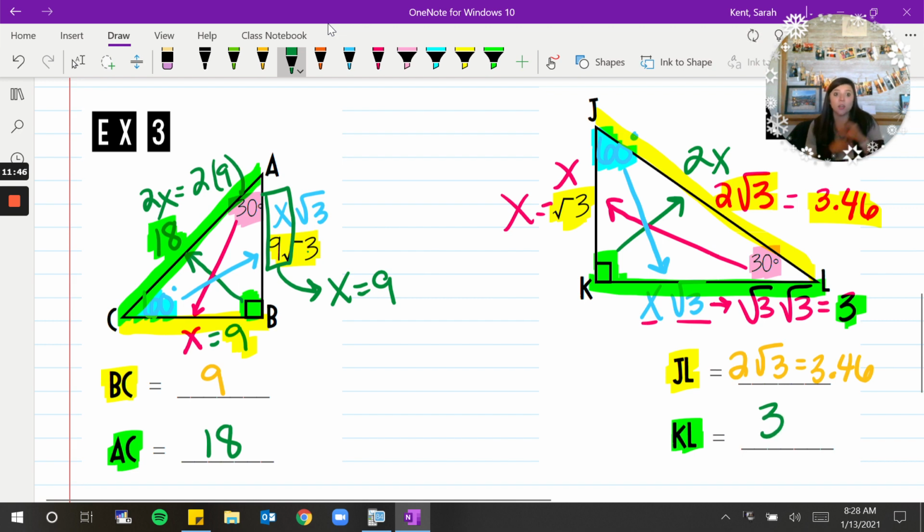All right, so use your notes. Please, please, please use your notes because that will help you remember where is x, where is 2x, where is x square root of 3.